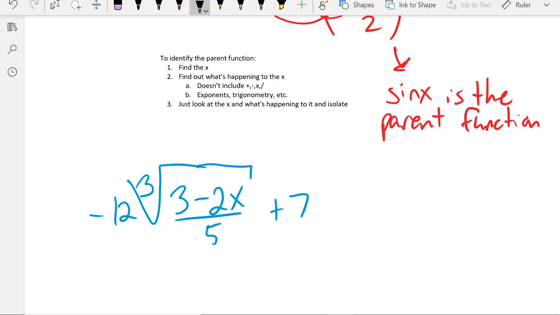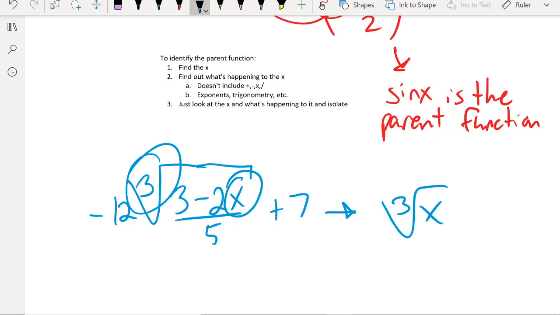So step 1, find the x. Step 2, find out what's happening to the x. Cube root. Okay. Times it by 2. You're technically timesing it by negative 2, adding 3 to it, dividing by 5. None of that stuff matters. That's all transformation function stuff. So the parent function is the cube root of x. That's it. Parent function is the cube root of x.